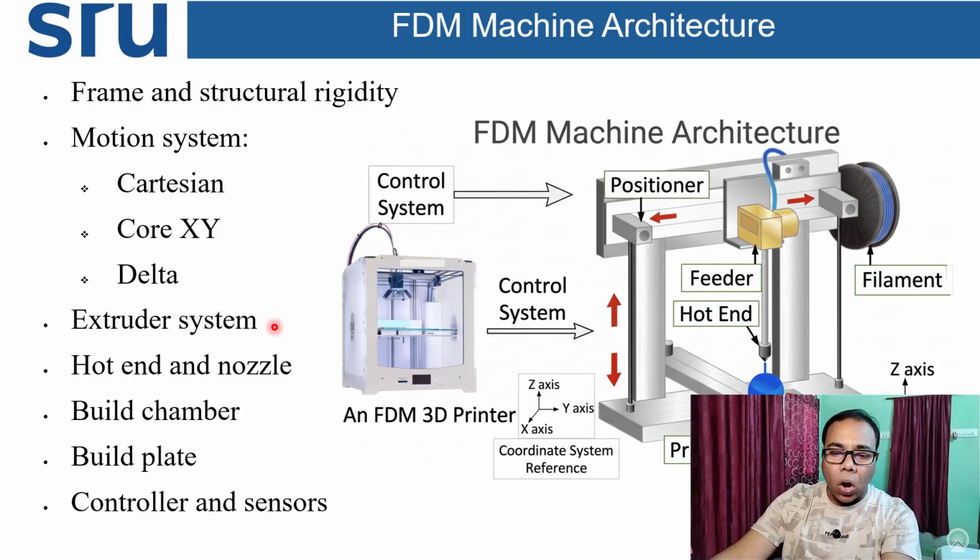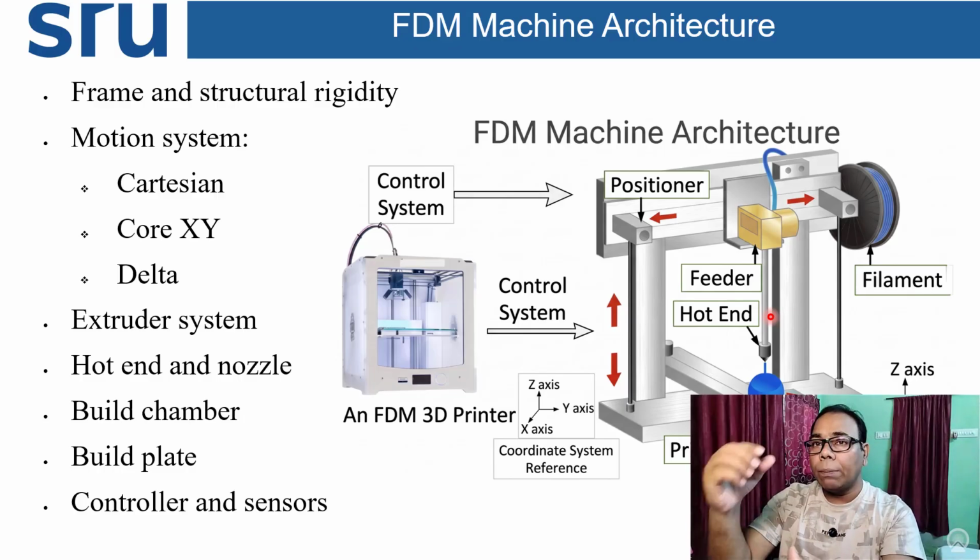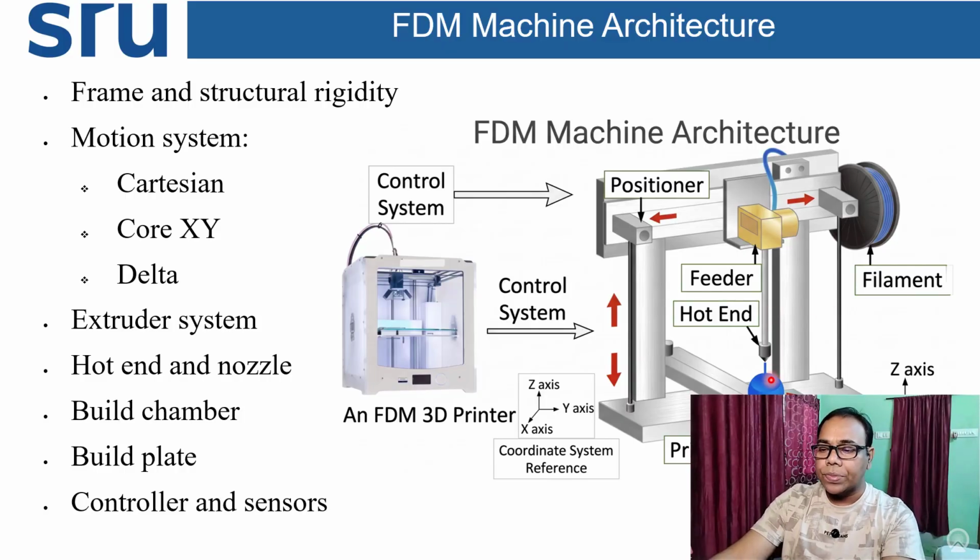Similarly, the hot end and nozzle will be there. The hot end is nothing but a heating element inside. That heating element will transfer whatever heat is required for melting the solid filament. That heat is given from the hot end, and from the nozzle the liquid material will come out and be printed on the build platform.